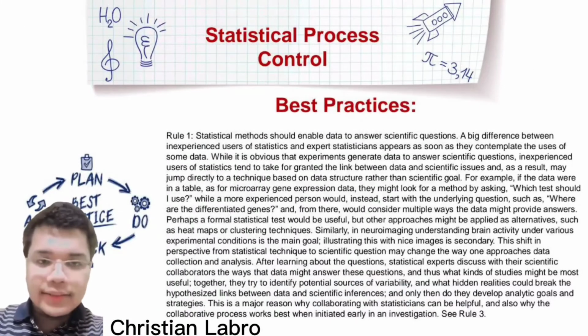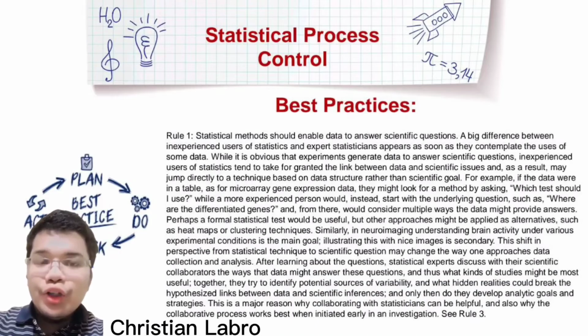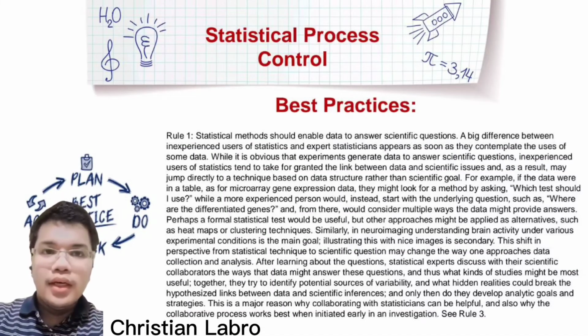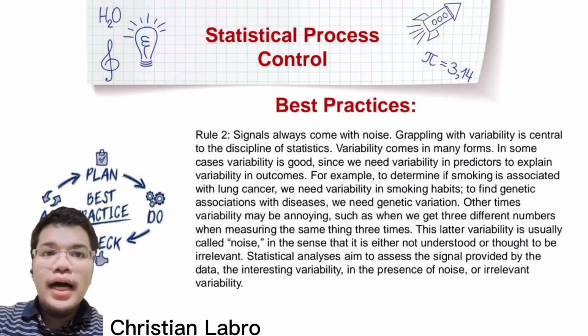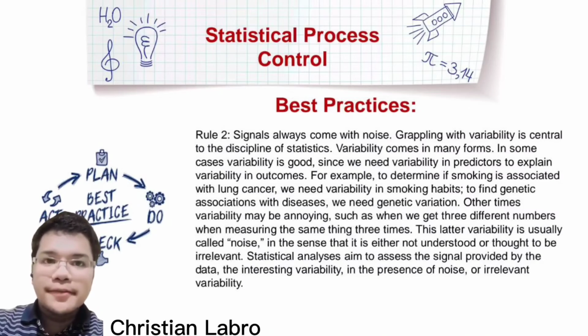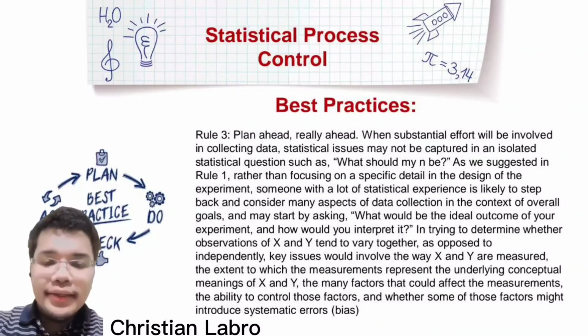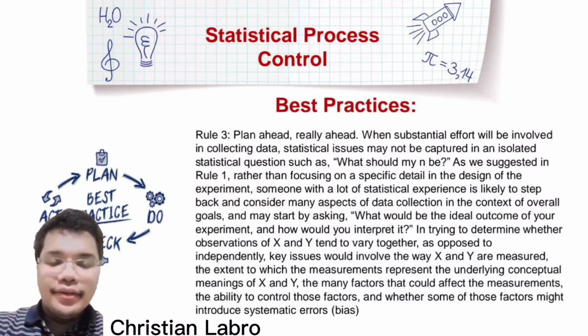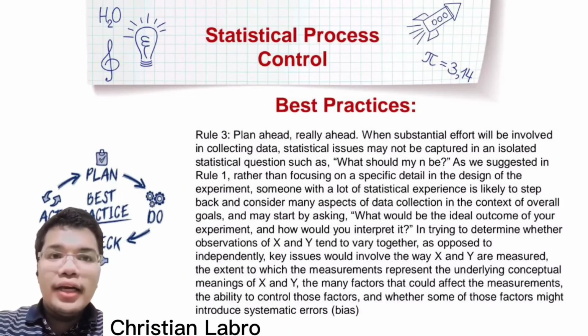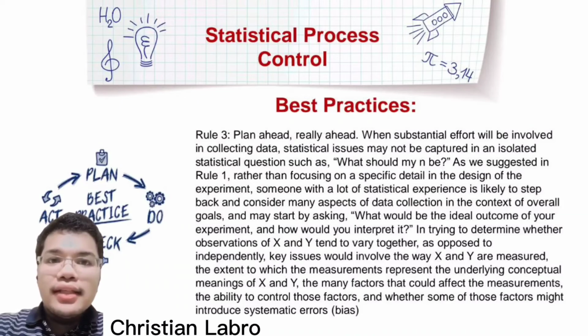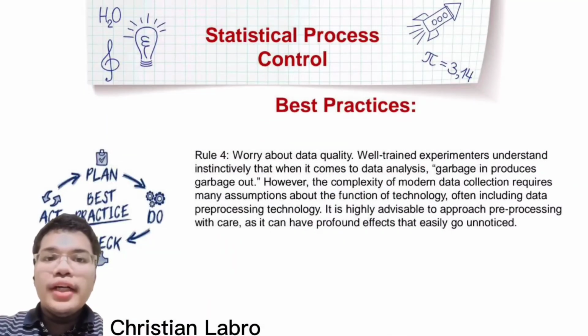Best practices. Number 1, statistical methods should enable data to answer scientific questions. And number 2, signals always come with noise. Number 3, plan ahead, really ahead. Number 4, when substantial effort will be involved in collecting data, satisfy issues not captured, isolate the statistical question. Therefore, worry about data quality.